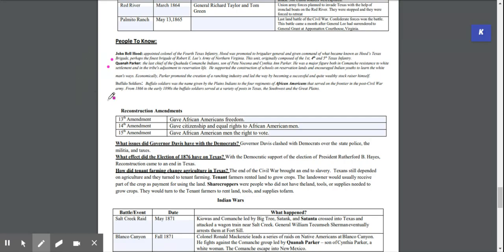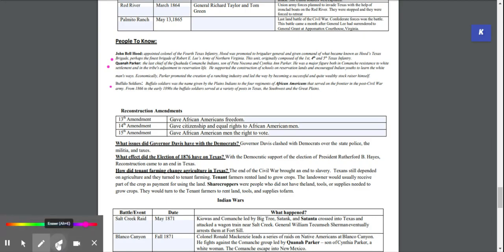Important people, the last one, Buffalo Soldiers. The Buffalo Soldiers was the name given by the Plains Indians to the 4 regiments of African Americans that served on the frontier in the post-Civil War Army. From 1866 to the early 1890s, the Buffalo Soldiers served at a variety of posts in Texas and the Southwest and the Great Plains.